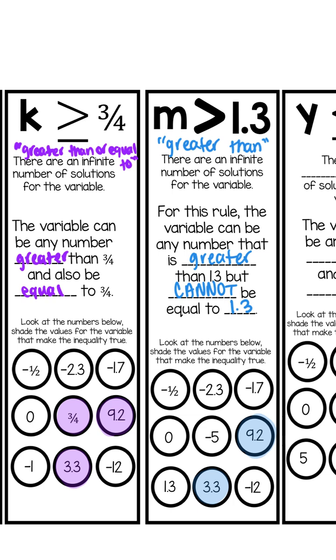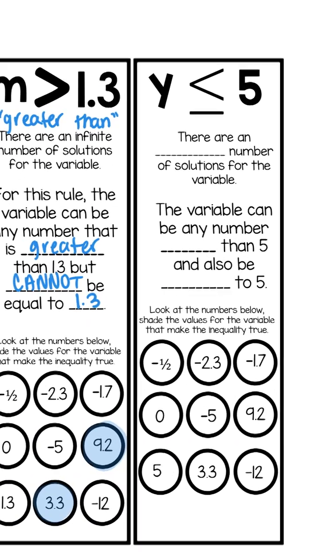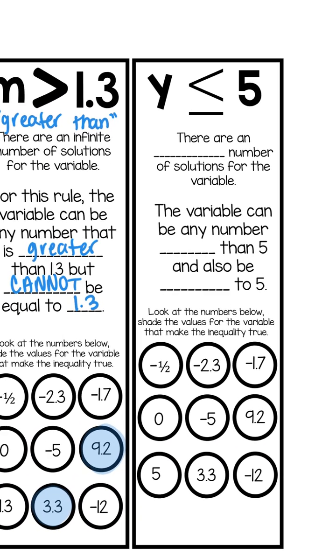Okay, we're going to go to this next part. y is, that is read as less than or equal to 5. So y is less than or equal to 5. There's an infinite number of solutions for the variable. The variable can be any number less than 5, and it can also be equal to 5.